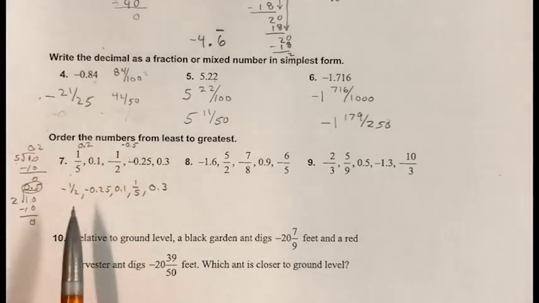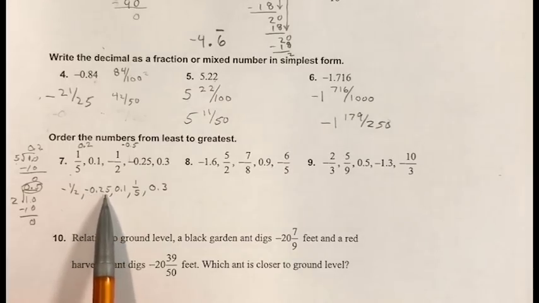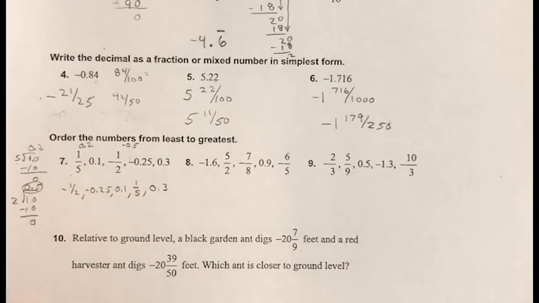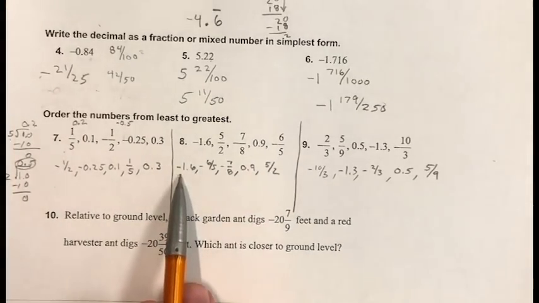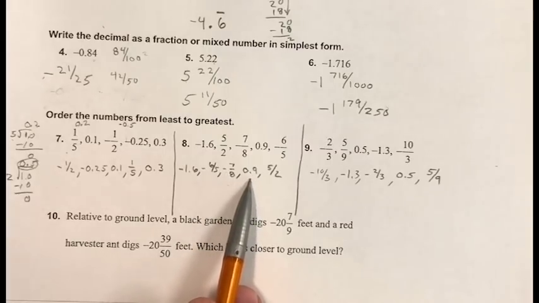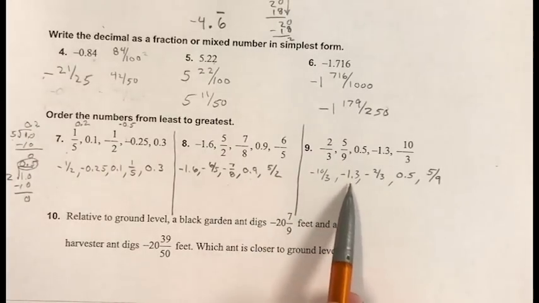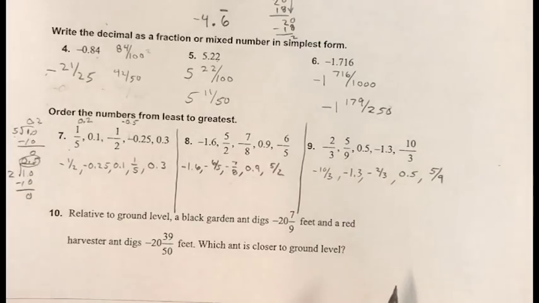So once you've got it all corrected, you should have gotten that -1/2 was the smallest number, followed by -0.25, followed by 0.1, followed by 1/5, followed by 0.3. Why don't you try 8 and 9 on your own? So for 8, you should have gotten -1.6, -6/5, -7/8, 0.9, and 5/2. Then for 9, you should have gotten -10/3, -1.3, -2/3, 0.5, and 5/9.